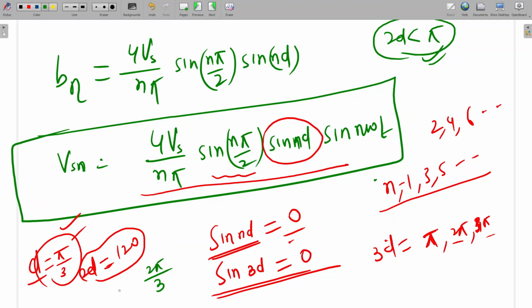So d is 4 pi by 3. 4 by 3 means less than pi or greater than pi? Greater than pi. So that will not be acceptable. Is it clear? Can anyone reply? I will discuss again.